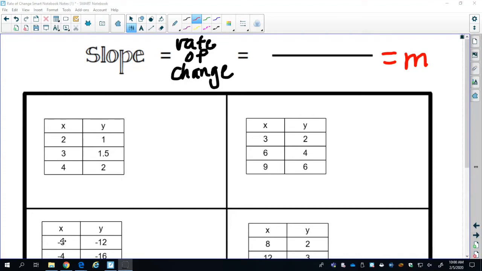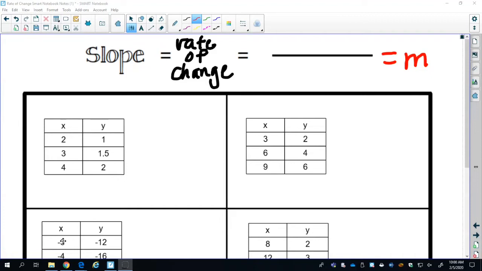So there are a couple of ways that we can find slope. The first way, we've already talked about it in class. So we're going to look at the first example together before I fill in that other blank. The first example, we see that x is 2 when y is 1, x is 3 when y is 1.5, and x is 4 when y is 2.